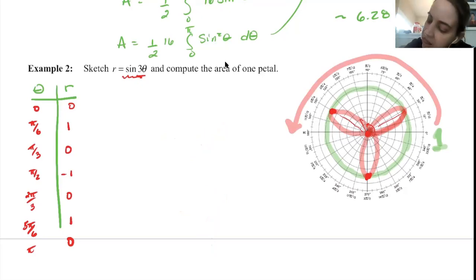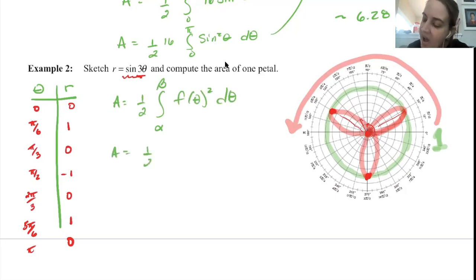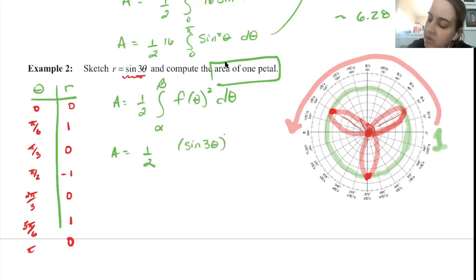So area is 1/2 alpha to beta, your function, your radius squared d theta. So 1/2. Now, the area of one petal, that's going to come from our boundaries. We'll come back to that in a moment. Sine of 3 theta quantity squared d theta. Here are my boundaries. So one petal, that's all we're looking for.